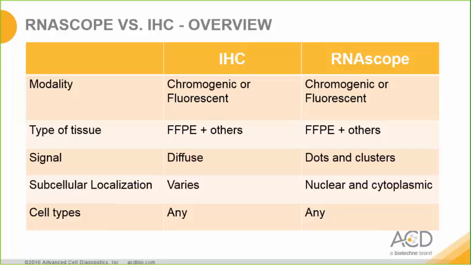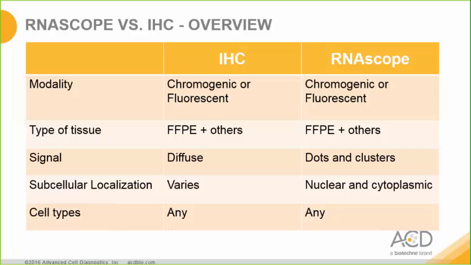This chart compares IHC with RNAscope, which share many similarities in terms of modality, tissue type compatibility, and performance on cell type. Both utilize chromogenic or fluorescent assays. Both can be performed on FFPE tissue, frozen tissue, and other tissue types. Both can be performed on any cell type.